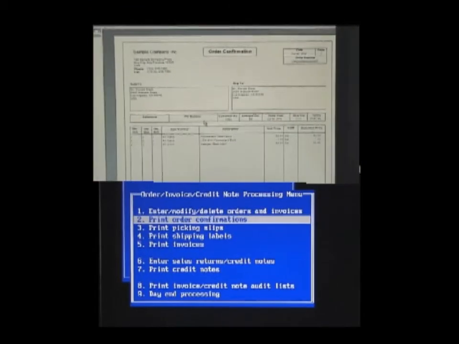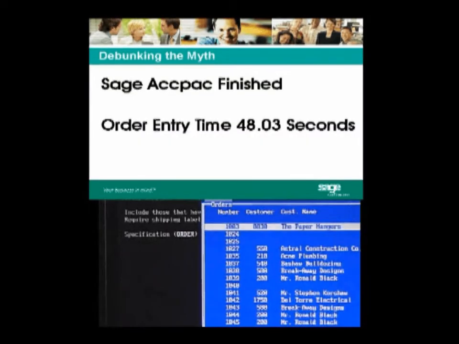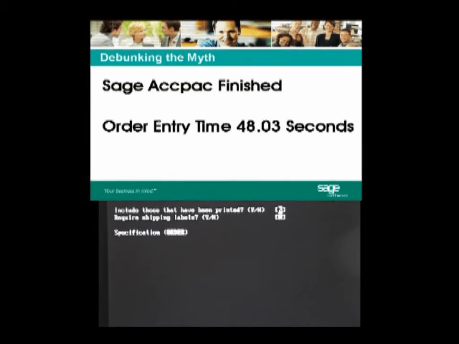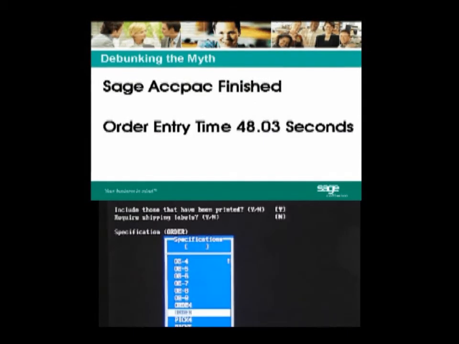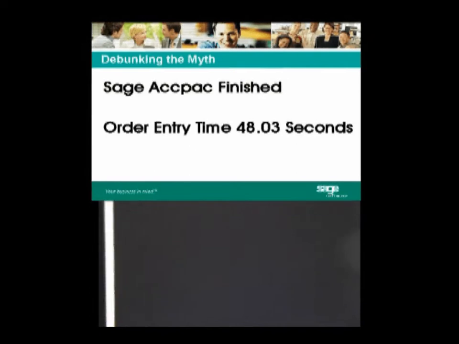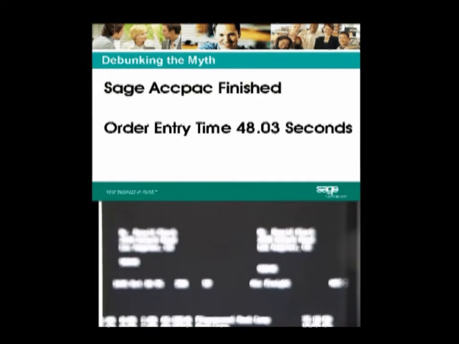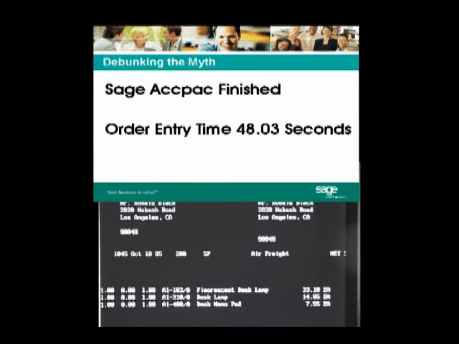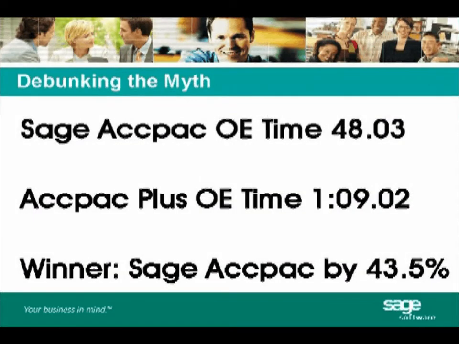As you can see, we're already done on the Sage Accpac side, but due to the extra steps and keystrokes on the Accpac Plus side, the bottom of the screen, we're just not quite done yet. We'll be a couple more seconds. So there we go. The screen most frequently cited as supporting the Plus is faster myth, order entry, totally busted to the tune of 43.5%.